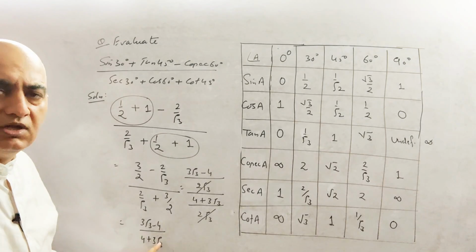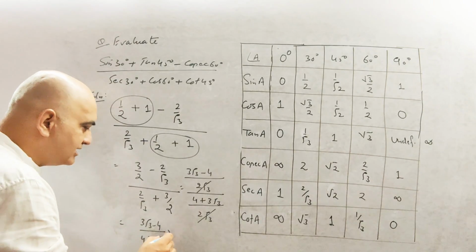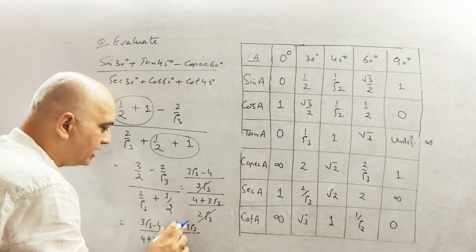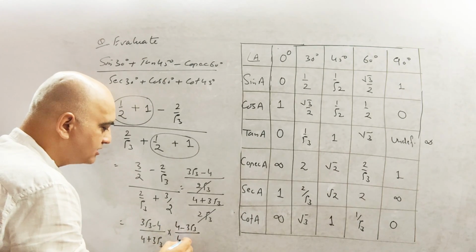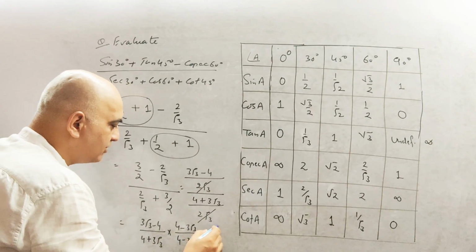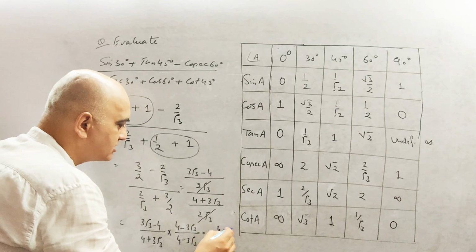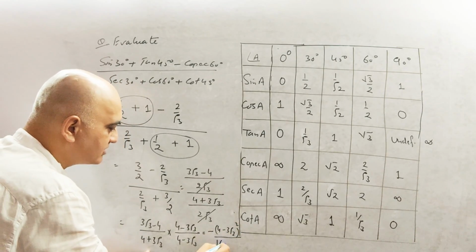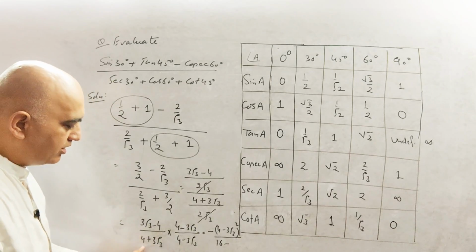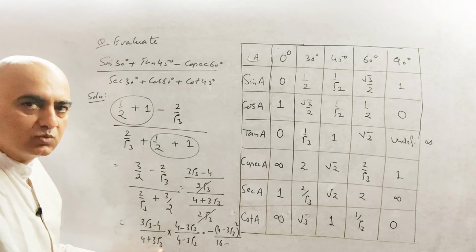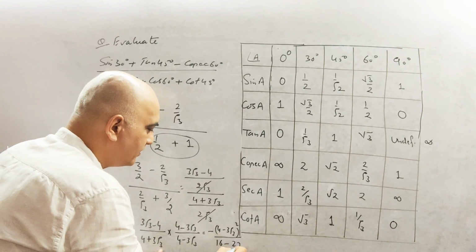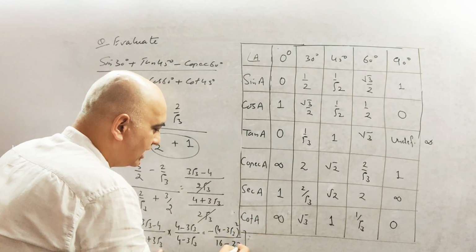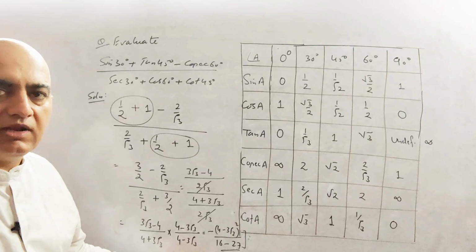To convert into the rational one, rationalize it. Multiply by 4 plus 3 root 3 and 4 minus 3 root 3 and 4 minus 3 root 3. That becomes minus of (4 minus 3 root 3) whole square, and in the denominator we have 16, 4 square minus 3 root 3 whole square. That becomes 27, and we can obtain its value finally by eliminating it.